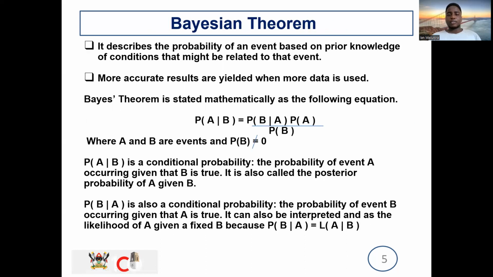Next, I'm going to take you through Bayes' theorem. Bayes' theorem simply describes the probability of an event based on prior knowledge of conditions that may be related to that event.